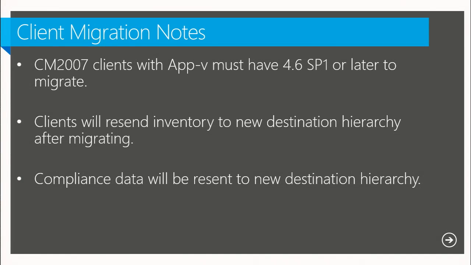Let me just check my time, make sure I'm not going over. I've got a lot more things to talk about here. Okay. The other thing is the client migration notes. As I said before, 4.6 and higher you have to have before you migrate the client. Clients will resend their inventory to the new destination site. So that first inventory may force a resync because there's nothing there, right? So just letting you know that. Compliance data will be resent to the new site. So just understand, you don't have to worry about that.